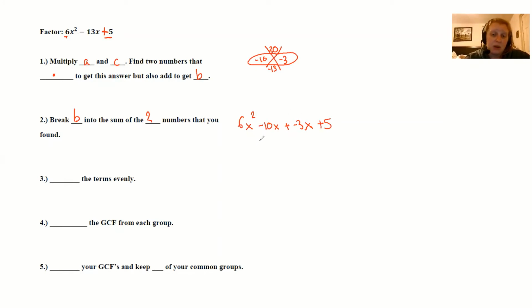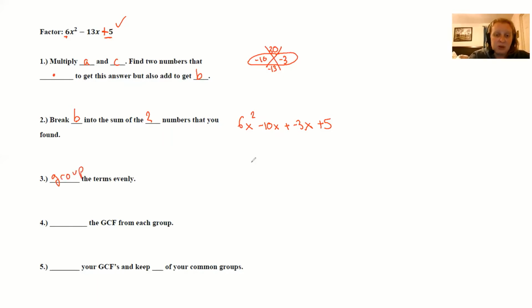Now, once you think for a minute, I have not changed the value of this problem. If I asked you to simplify this, you would get 6x squared minus 13x plus 5. That is the original problem. I haven't changed anything about this problem. I've just reformatted it and structured it so that I can factor it. So it still has the equivalent value that it had before. Why am I doing this? I'm doing this so that I can group, and this is where it gets its name.